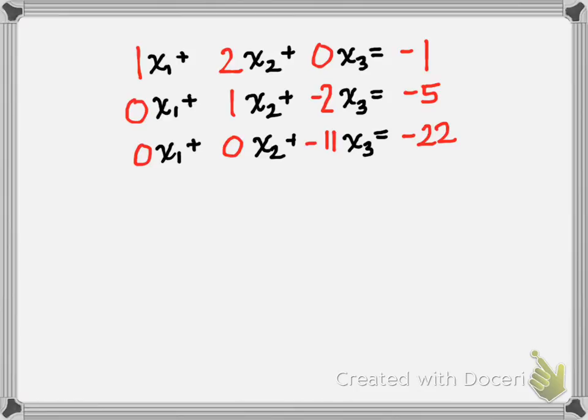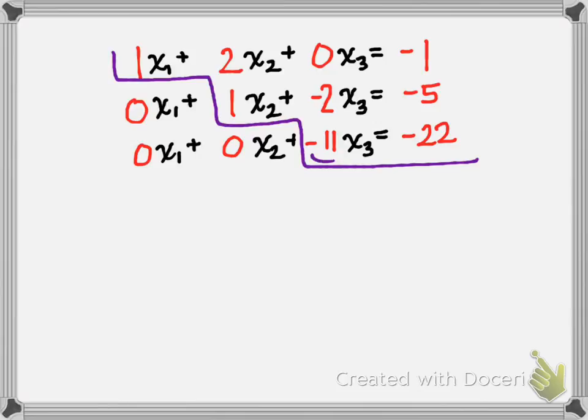And this is the equivalent system that I get. x1 plus x2 equals -1. x2 minus 2x3 equals -5. And -11x3 equals -22. So now I'm almost in row echelon form. I have one thing left to do. Can you spot it?